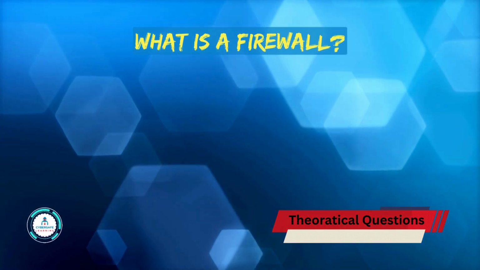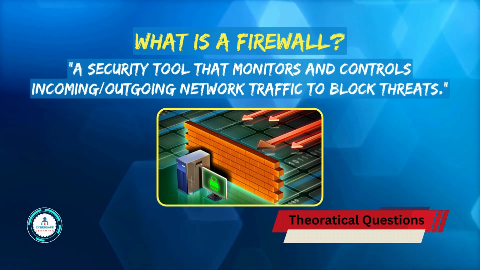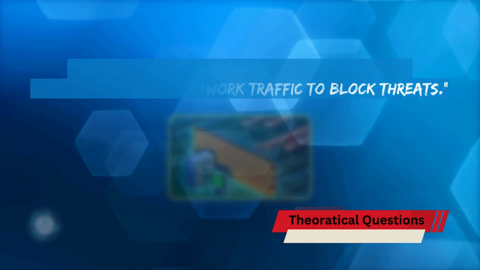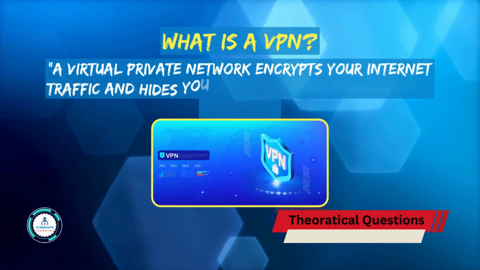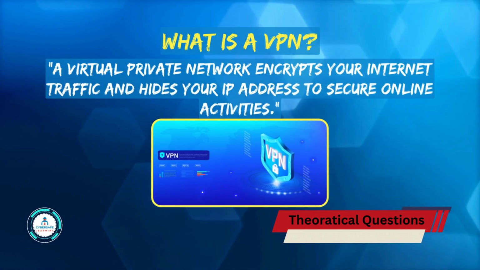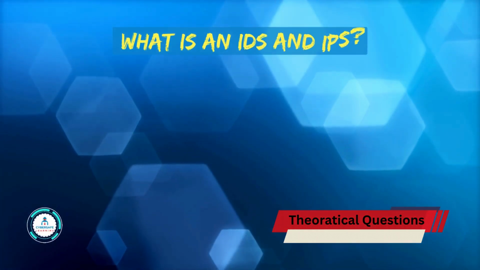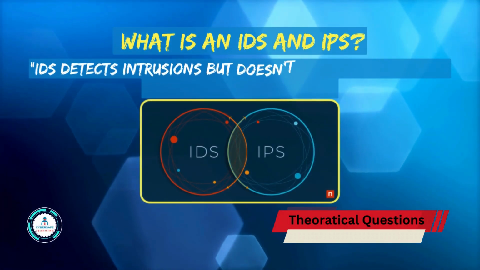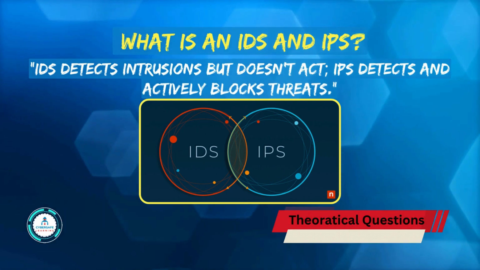What is a firewall? A security tool that monitors and controls incoming or outgoing network traffic to block threats. What is a VPN? A virtual private network encrypts your internet traffic and hides your IP address to secure online activities. What is an IDS and IPS? IDS detects intrusions but does not act. IPS detects and actively blocks threats.